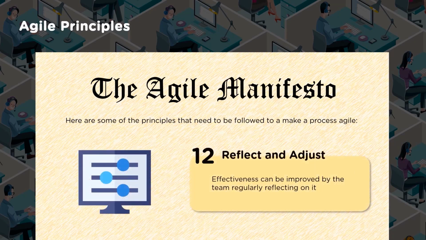So next is reflect and adjust. When are we going to reflect? Reflect upon what is happening, learn, understand, keep learning. Having a reflection on what is happening means responding to it so that improvement can happen quicker. Effectiveness can be improved by the team regularly reflecting on it. So the team is also understanding, the team is also having that accountability to ensure that necessary adjustments, necessary actions are taken to make those changes and corrections quickly.